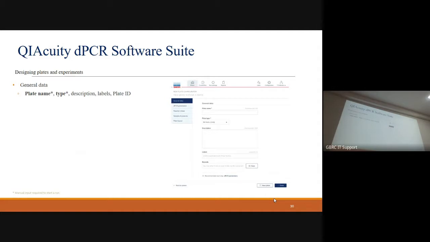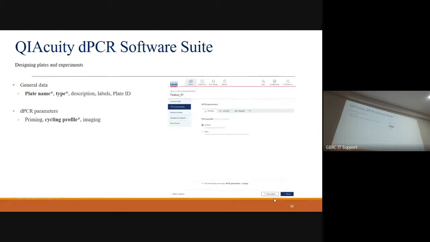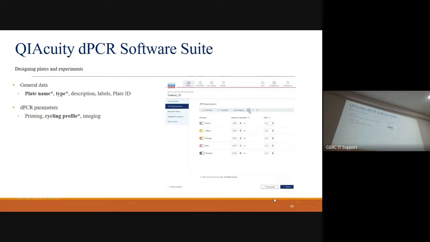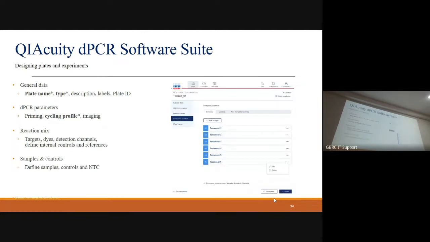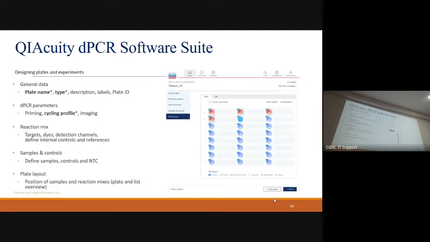So this is the software part. I think you must have seen it in the practical session. This is very simple. We can learn over there also if you have any doubts. So you put your plate name, assign your reaction mix, then put your sample name, everything. Put your PCR protocol, cycling conditions, everything into that. We can see everything there.